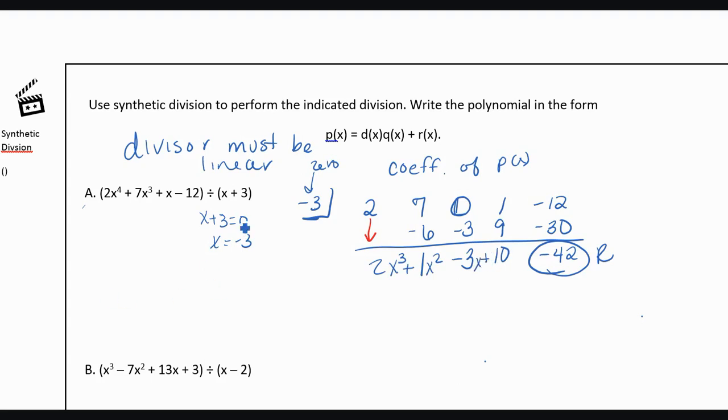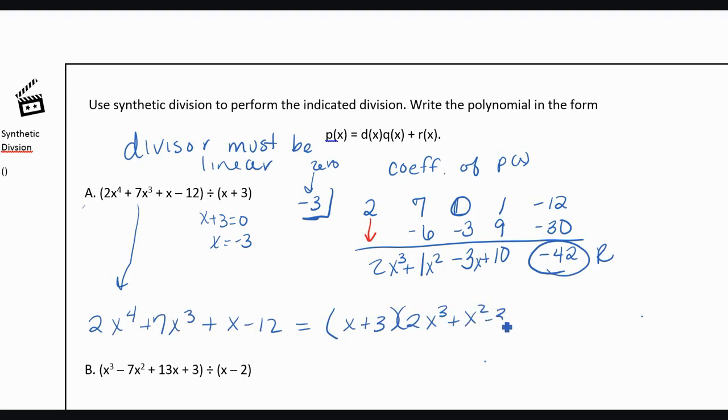Okay, so we would write this out. Our p of x equals d of x times q of x plus r of x. Our p of x is what we're dividing into, so that'll be 2x to the fourth plus 7x cubed plus x minus 12 equals, our divisor was x plus 3. Our quotient is the 2x cubed plus x squared minus 3x plus 10. And our remainder is negative 42.